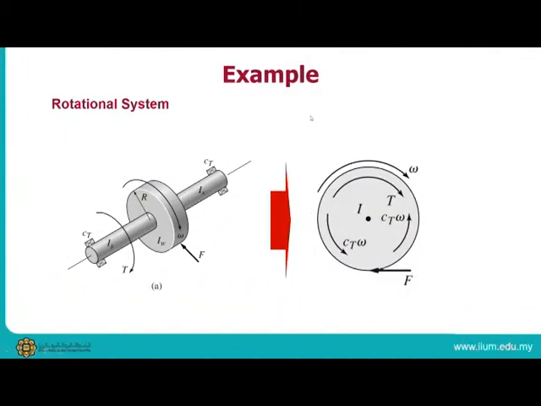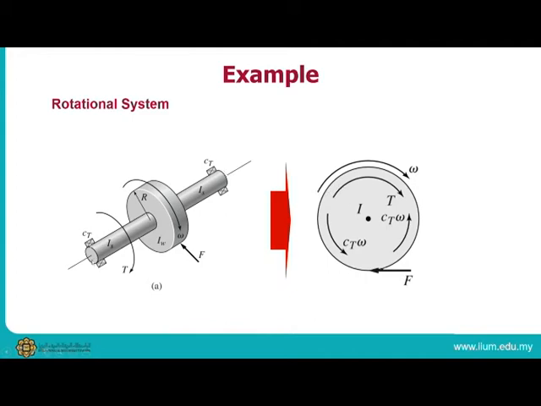Okay, here is another example of a rotational system, where you've got a disc rotating on a bar, and you have CT damping here as well as here. This one is rotating at a speed of omega. If you draw a free body diagram, you can draw it like this, where omega is the rotational speed, T is the output torque into the system, and then you've got F here, and CT omega, and two CT omega, which represent this one as well as this one.